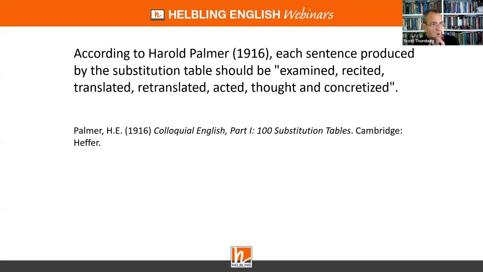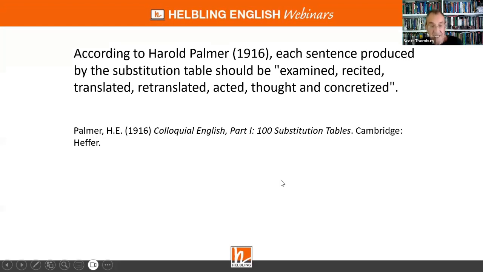Translate it. Ooh, translate it. Oh, we don't translate anymore. Yes, we do. Of course we do. Retranslate. Translate it into the student's first language, then translate it back again. Ooh, that's a great technique. Acted. Thought. Think about the meaning. Think about it. And concretize. Made concrete. Made into some kind of related to the real world, made relevant. I think this is an amazing list, and I want to look at some of these ideas of Palmer's in a sense, right? Especially the examining and the thinking and the concretizing.